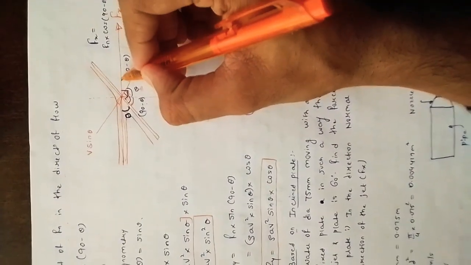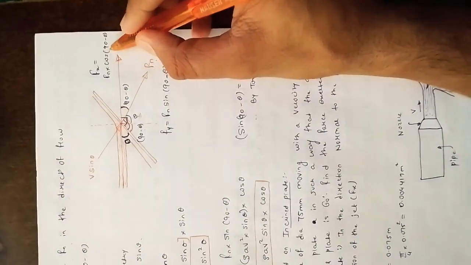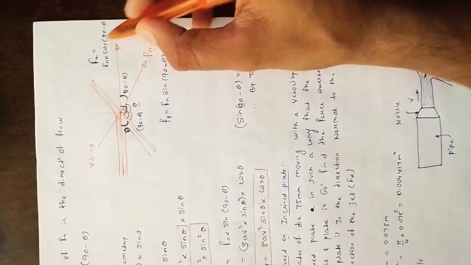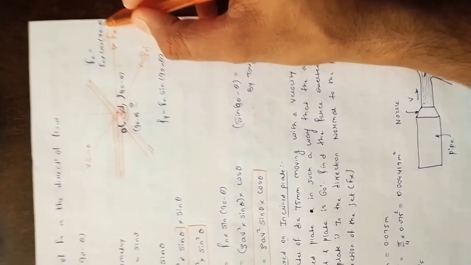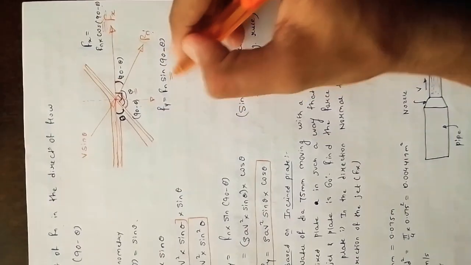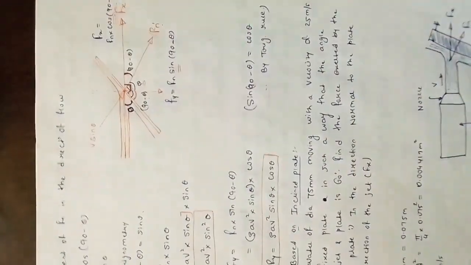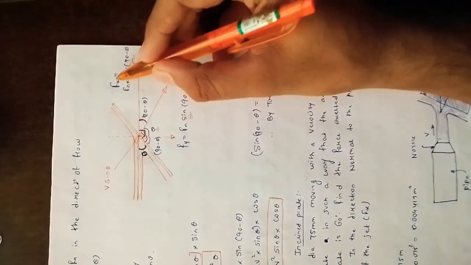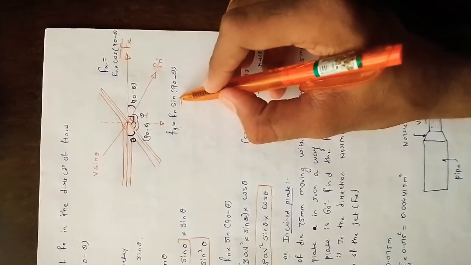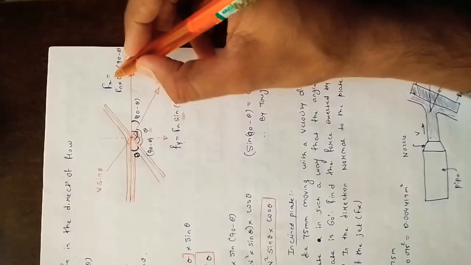If this angle is 90 minus theta, this will be Fn cos 90 minus theta. So Fx is equal to Fn cos 90 minus theta. If this component is cos, then the remaining component will be sine. This is very important; you should not make any mistake here. So the final equations are Fx equal to Fn into cos 90 minus theta, and Fy equal to Fn into sin 90 minus theta. Remember these two equations, as we will use them in further derivation.